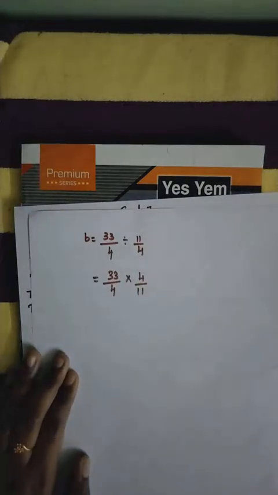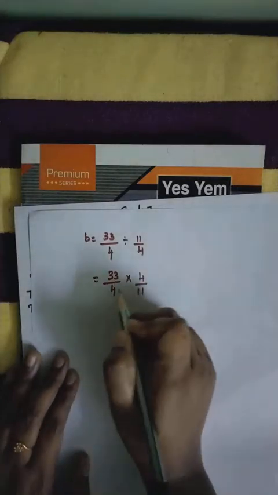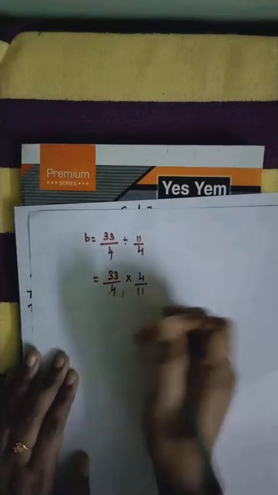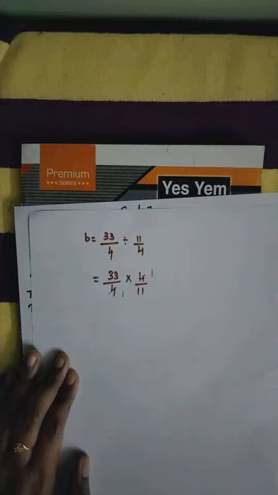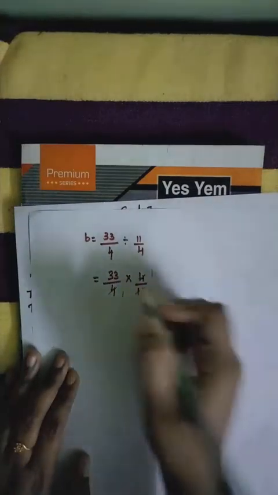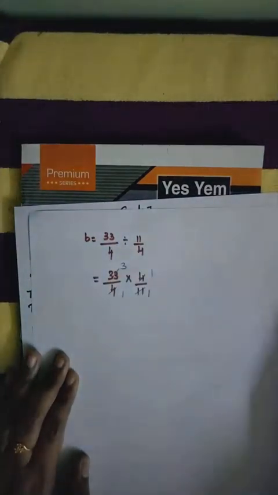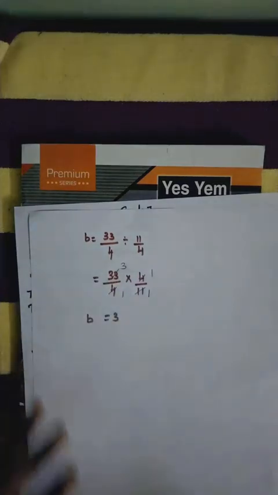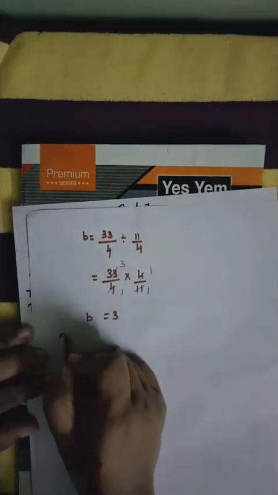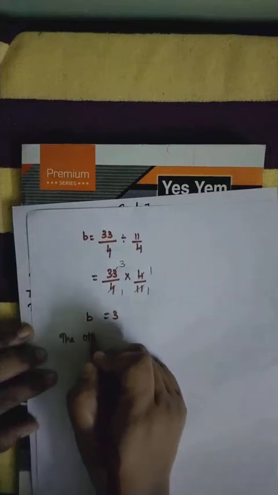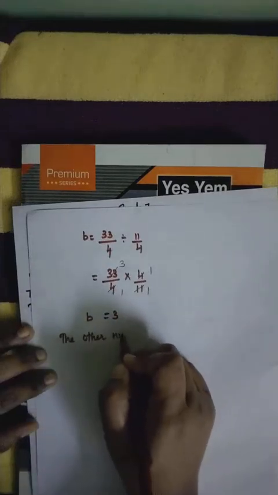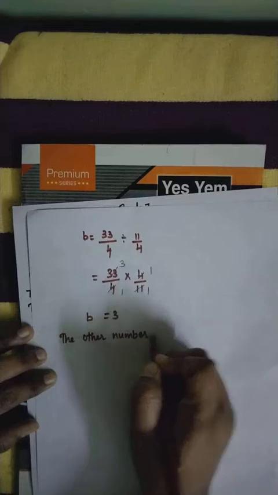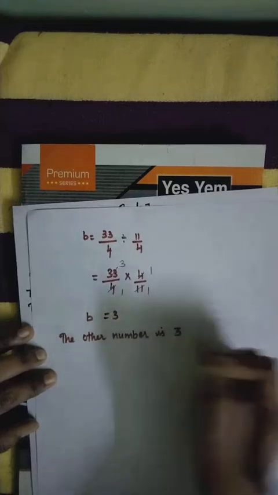If there is any common factor, just cancel them. Here we can cancel 4 and 4. 1 4 is 4, 1 4 is 4. Here 1 11 is 11. 3 11s are 33. So your final answer is 3. So the value of b is 3. The other number is 3.